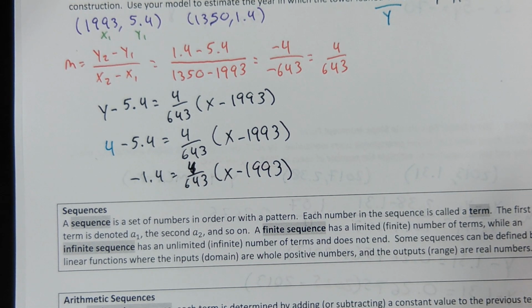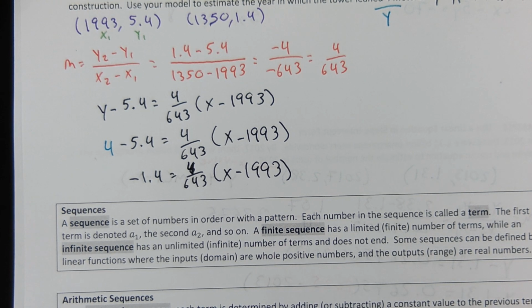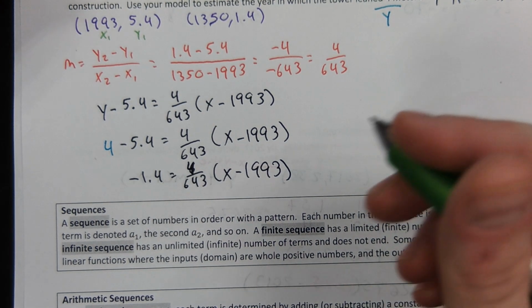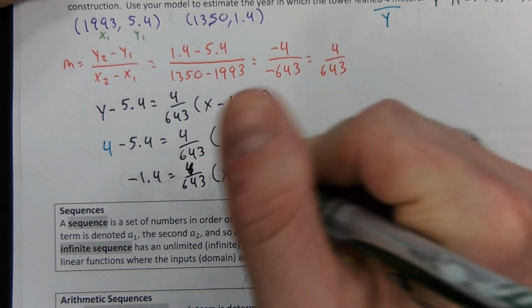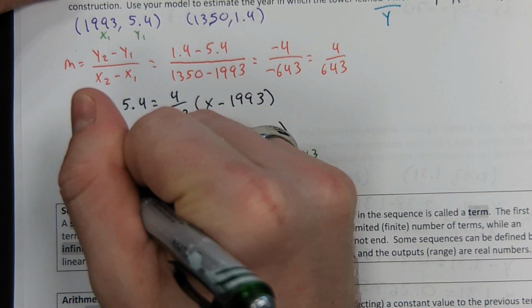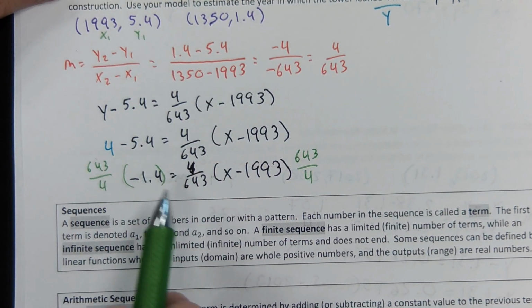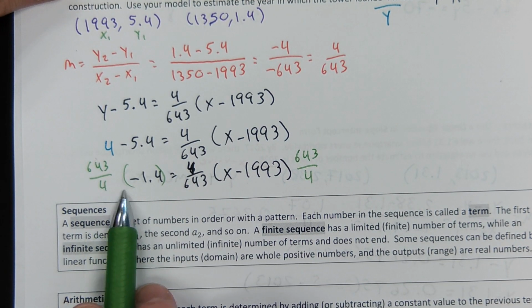Rather than distribute that 4 over 643, I'm going to get rid of 4 over 643. We do that by multiplying both sides by the conjugate. Reciprocal. Wrong word. Ilya, what's up? You sure? Okay. We're going to multiply both sides by the reciprocal, which is 643 over 4. And this actually ends up being much prettier when it's done like this.